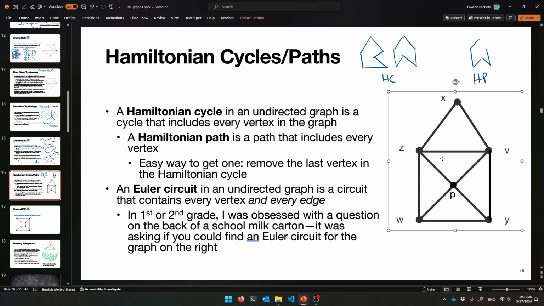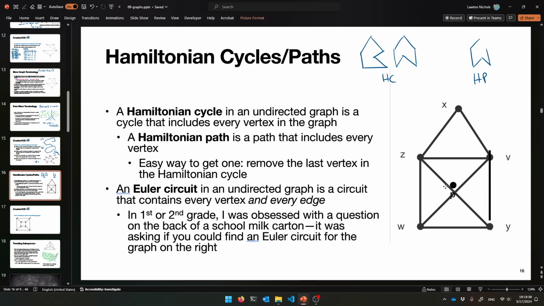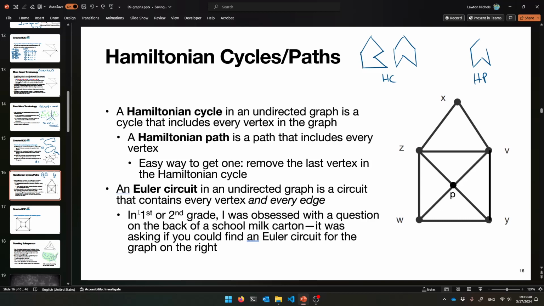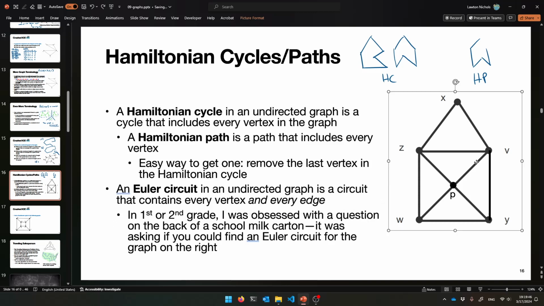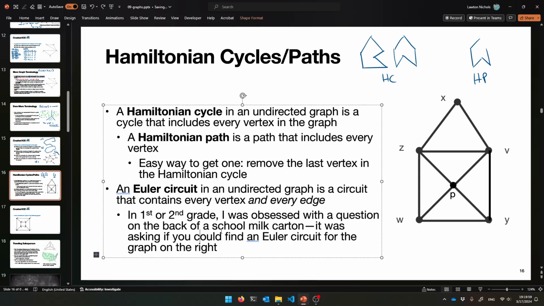So actually, the reason I chose this particular graph is because in elementary school, I remember there was a question on the back of a milk carton that was essentially asking you to draw lines between these dots that don't ever overlap, don't go over your lines again, that fill out this picture of a little house. And technically, it was asking for you to find an Euler circuit of this graph, which is really cute. So that's why I'm reimagining it.